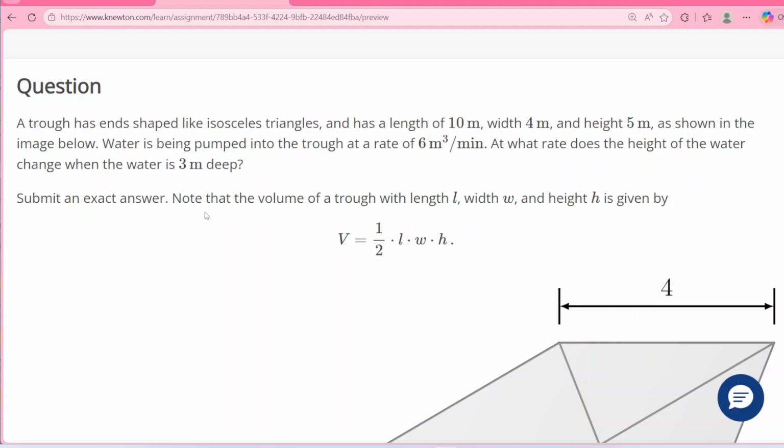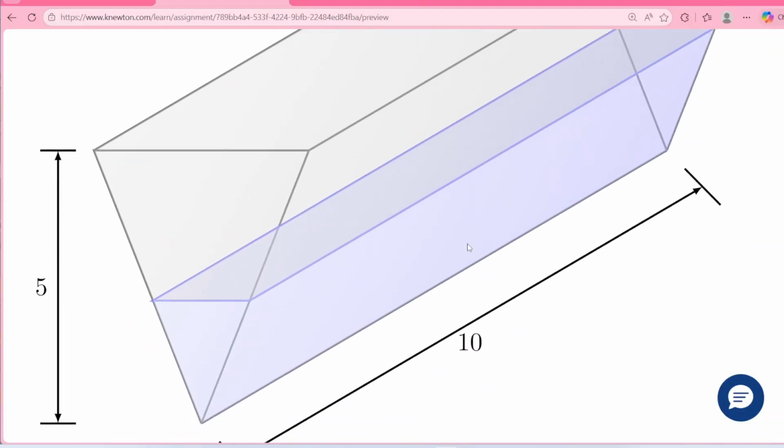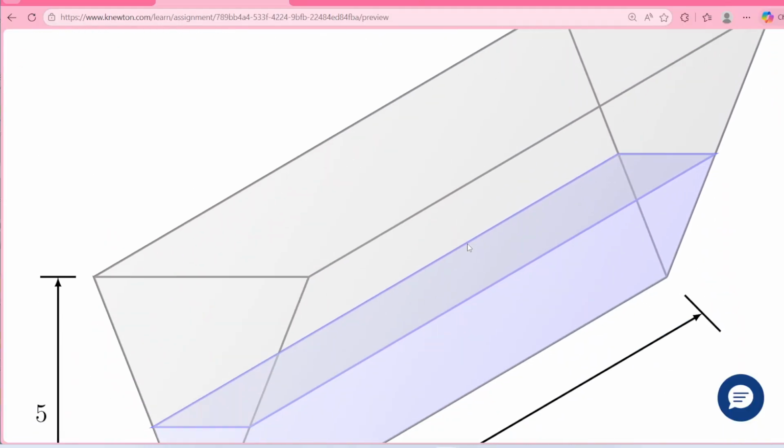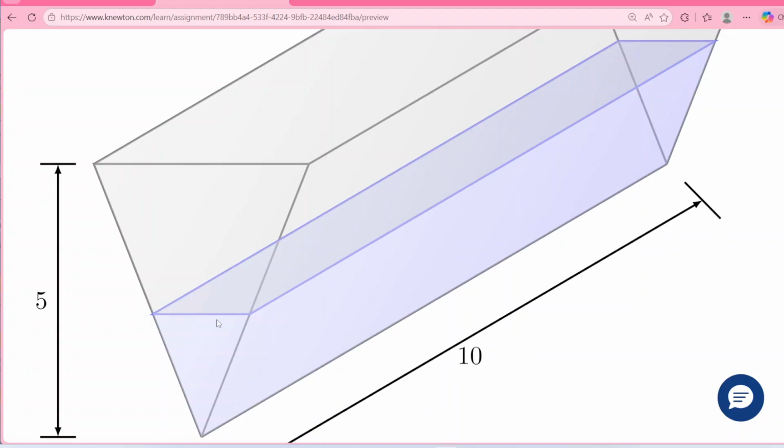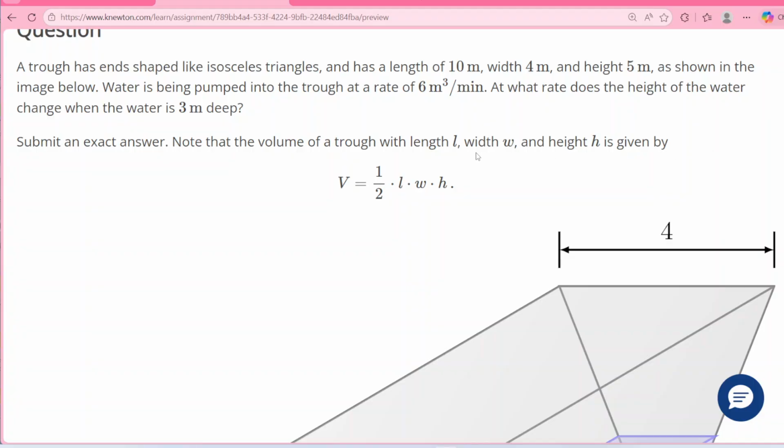All right, so they're pointing out, note that the volume of a trough with length L, width W, and height H is given by this formula here. It would be the area of a triangle, so half base times height, half length. They call one thing the length, one thing the width, and the height. So half length times height, and then multiply that by the entire width of the whole trough. So that's why it's half length, width, height here. Okay.